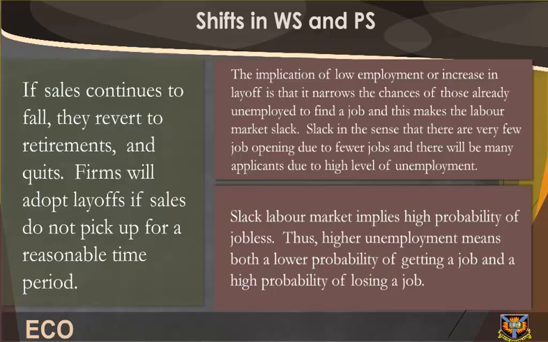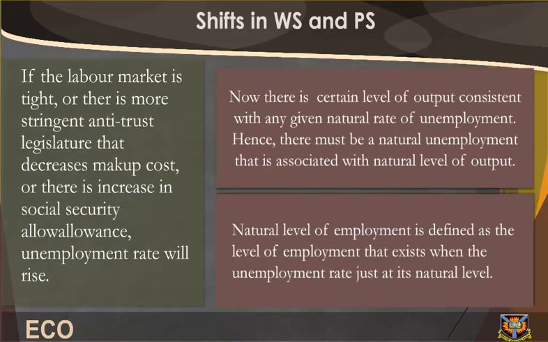Slack in the sense that there are very few job openings due to fewer jobs, and there will be many applicants due to the high level of unemployment. A slack labor market implies a high probability of joblessness. Thus, higher unemployment means both a lower probability of getting a job and a high probability of losing a job. If the labor market is tight, or there is more stringent antitrust legislation that decreases markup, or there is an increase in social security allowance, the unemployment rate will rise.